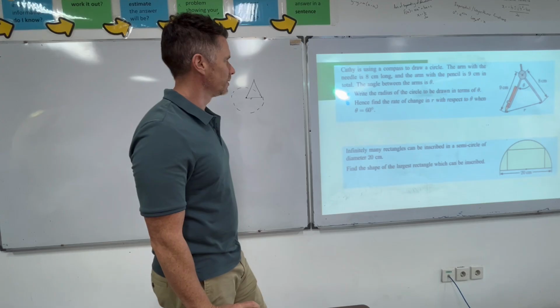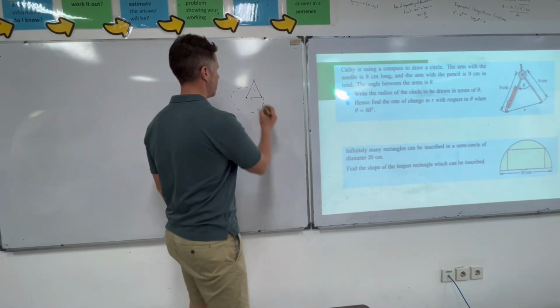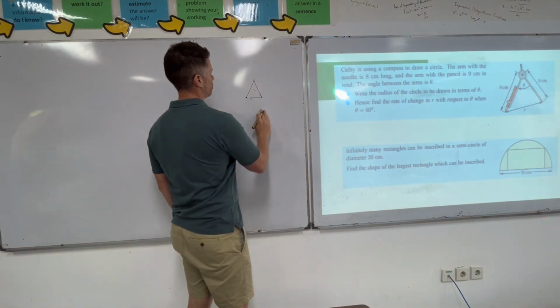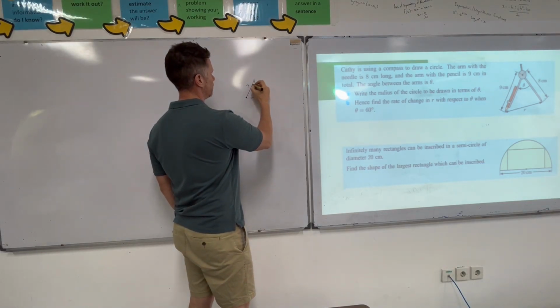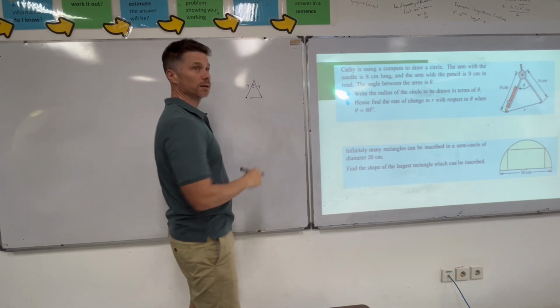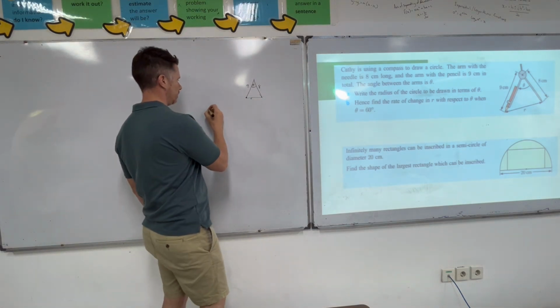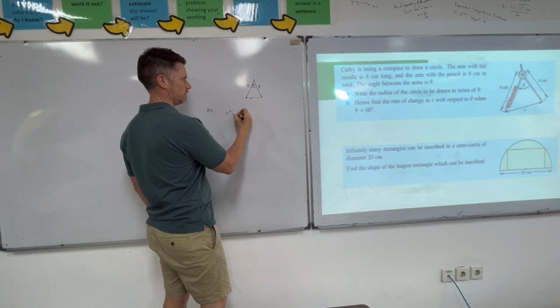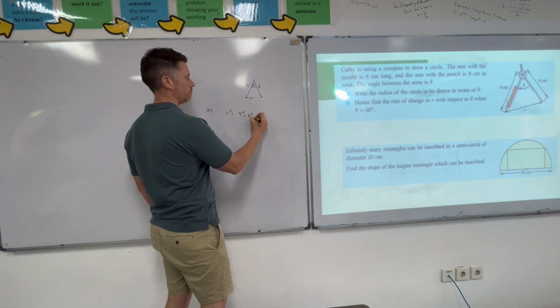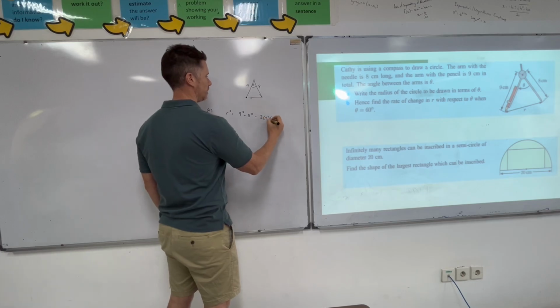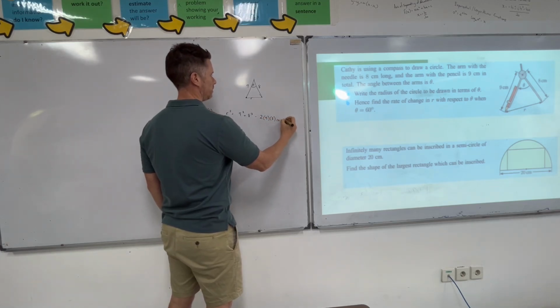Write the radius of the circle in terms of theta. So we've got a 9 and an 8 here. We'll go back to the triangle: 9 and 8, and theta in the middle. What are we thinking? Cosine rule. Yes. So r squared is equal to 9 squared plus 8 squared minus 2 times 9 times 8 cosine theta.